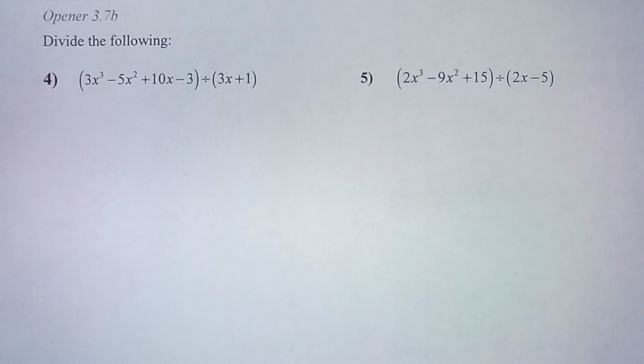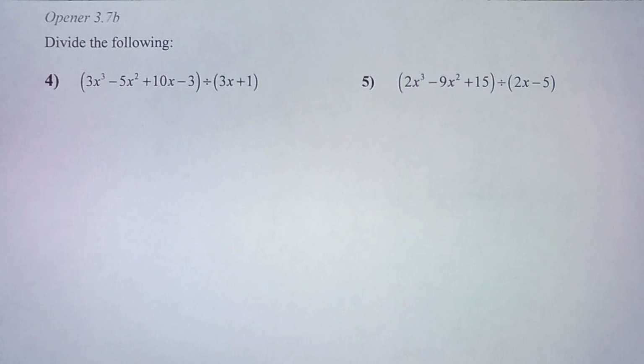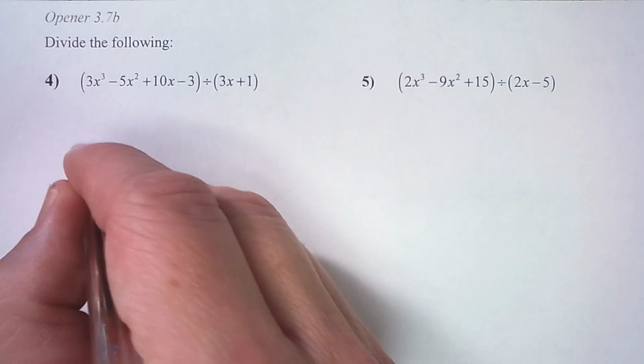Hey everybody, today we are going to learn how to do long division of polynomials. This can be used for several different things. One of the things it can be used for is finding slant asymptotes of a rational function. So first, in order to do this division, we're going to set it up like this.